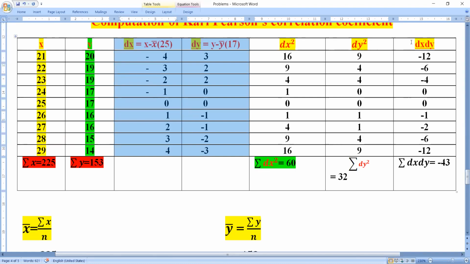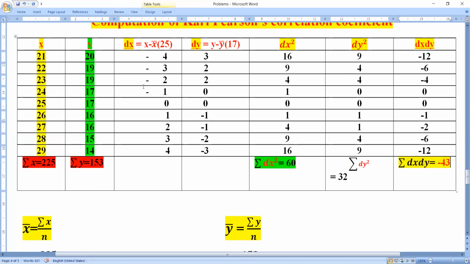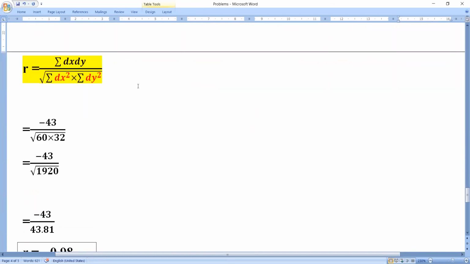When we sum up this column, how much do we get? The value is minus 43. This indicates sigma dx dy is minus 43. After these values, we should move on to the formula.